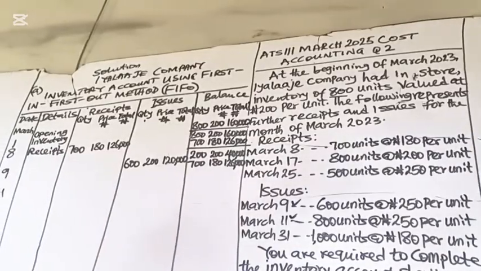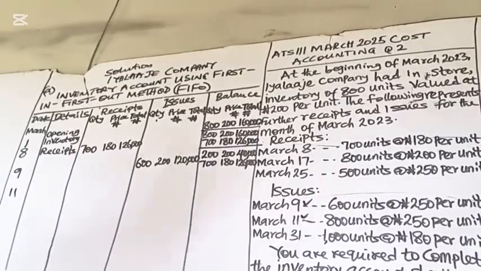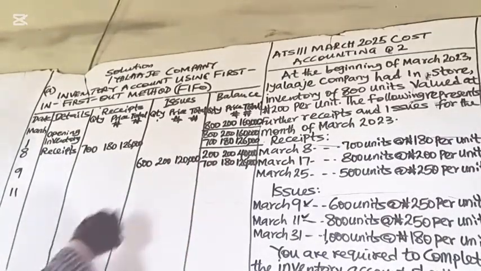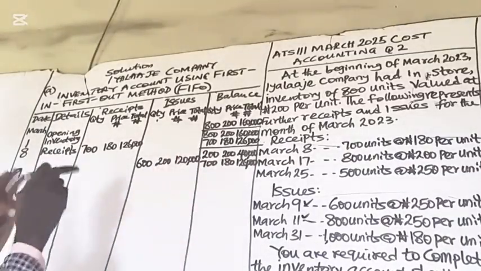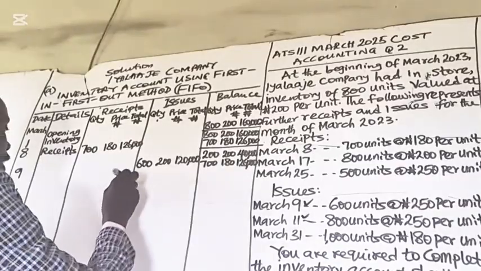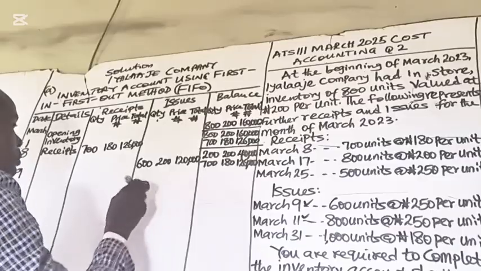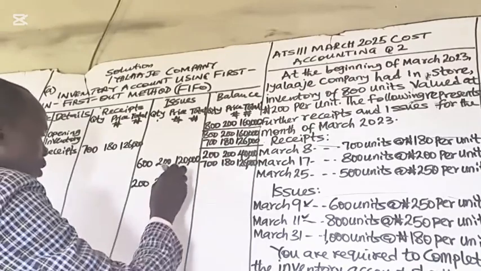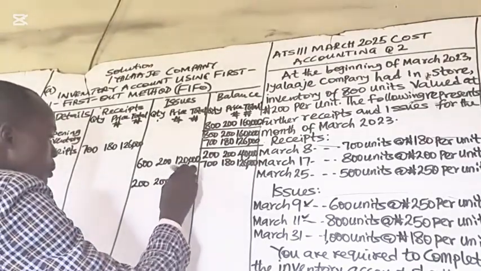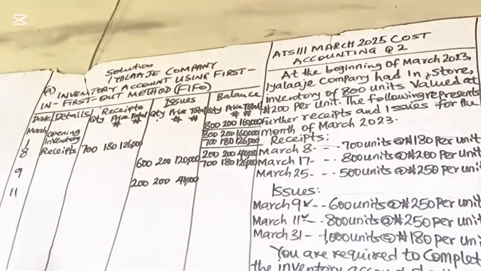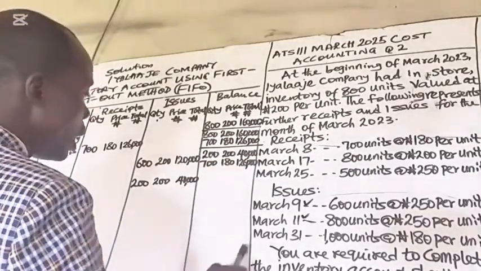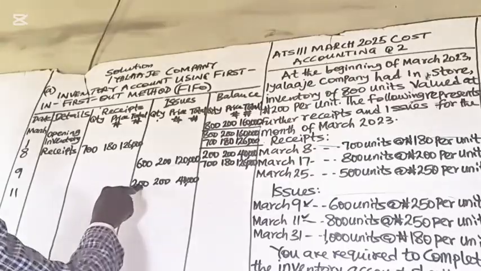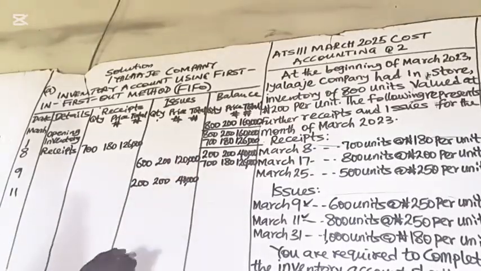But the oldest batch in store is not up to 800. You have 200 in the oldest batch. So you first of all issue the 200 units at the price of 200, the price of the oldest batch. That gives us 40,000. Remember, what you want to issue on the 11th of March is 800 units. And you have issued 200 from the oldest. Then you are left with 600.